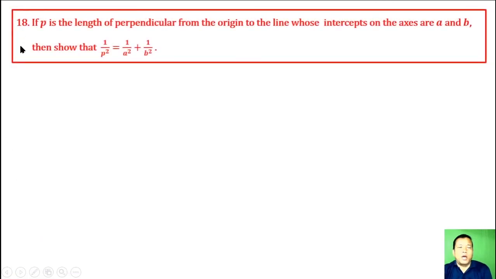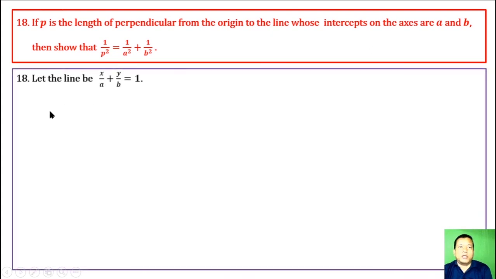18. If p is the length of the perpendicular from the origin to the line whose intercepts on the axes are a and b, then show that 1 by p square equal to 1 by a square plus 1 by b square. p is the length of the perpendicular from the origin to the line whose intercepts on the axes are a and b. This shows that the line is x by a plus y by b equal to 1.